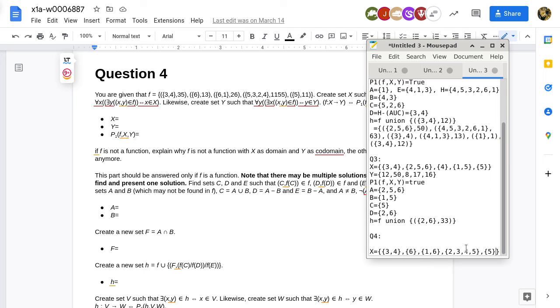Okay, did I copy anything wrong? Nope, I did not copy anything wrong. So C is the union, D is A minus B, and then E is B minus A. D and E are both found in the set. We got {3, 4}, we got {6}, {1, 6}, {2, 3, 4, 5}, and {5}. So I got all of those correct.